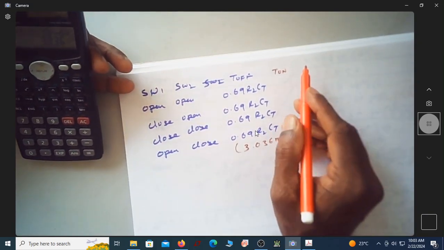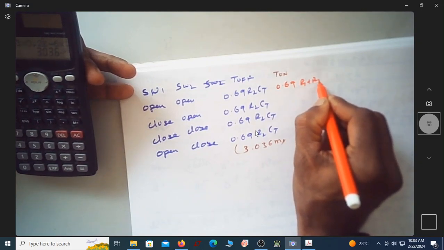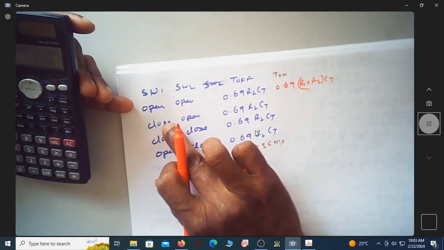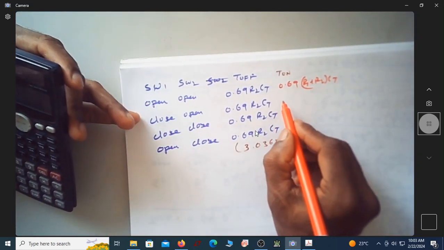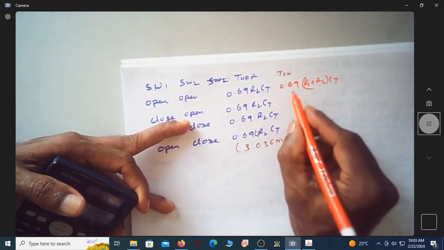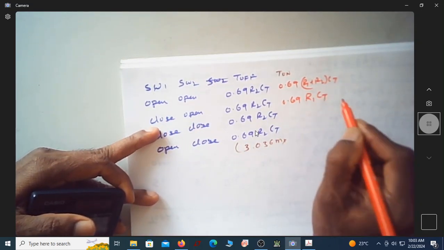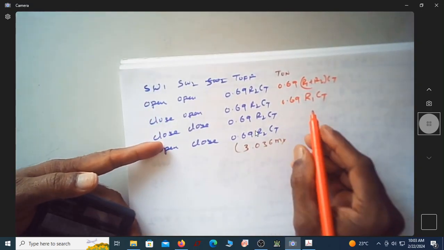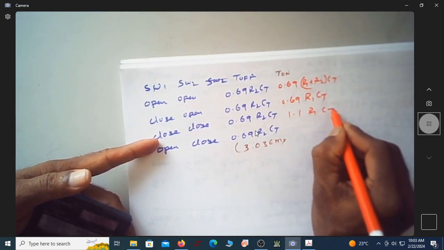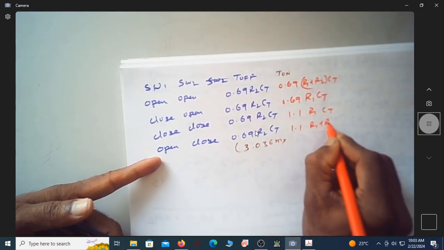So the T on expression, when both are open, is 0.69 (R1 plus R2) CT. Now here this is open, this is closed. When you are closing this, in the charging path, because this is open, you have 2/3 VCC as your VTH, so it is still 0.69. Since this is closed, I have it as R1 CT. Now here, since both are closed, this is R1, this is 1.1, this is CT. So this is open, this is closed. Now it is 1.1 (R1 plus R2) CT.